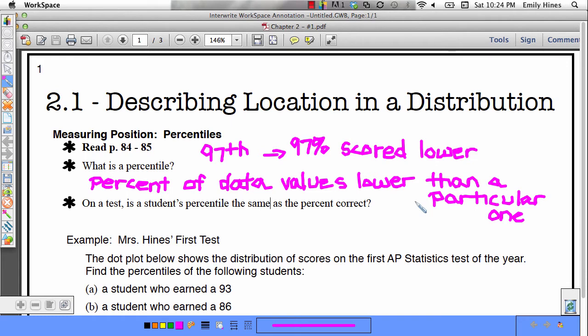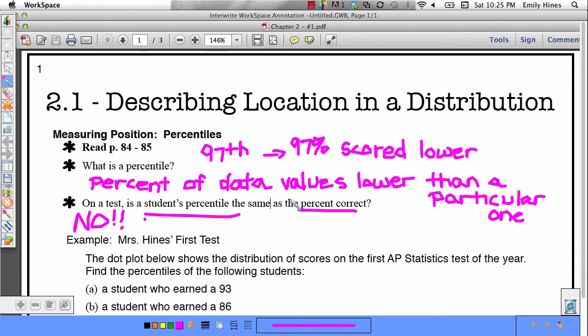Okay, so on a test, like on the one we just took, if you earned a 97%, does that mean that you were in the 97th percentile? And the answer is no, not necessarily. And sometimes it could work out that way, but the student's percentile and the percent correct are not the same.